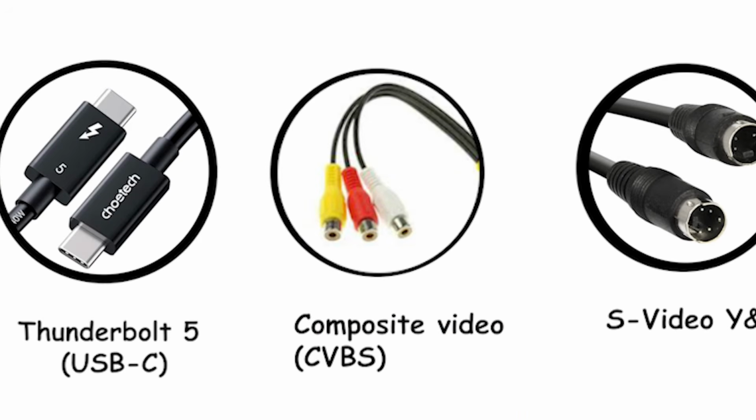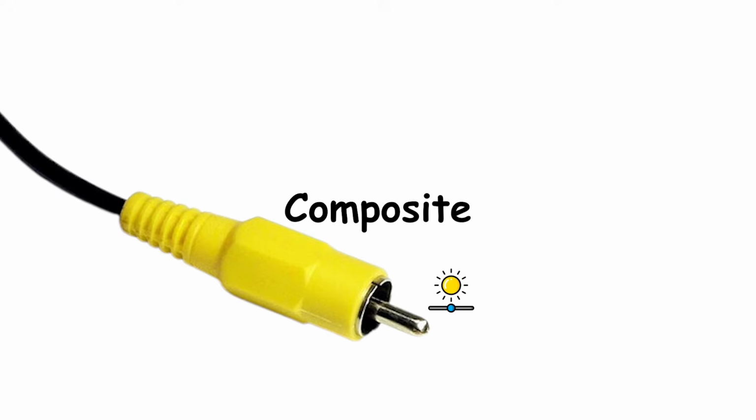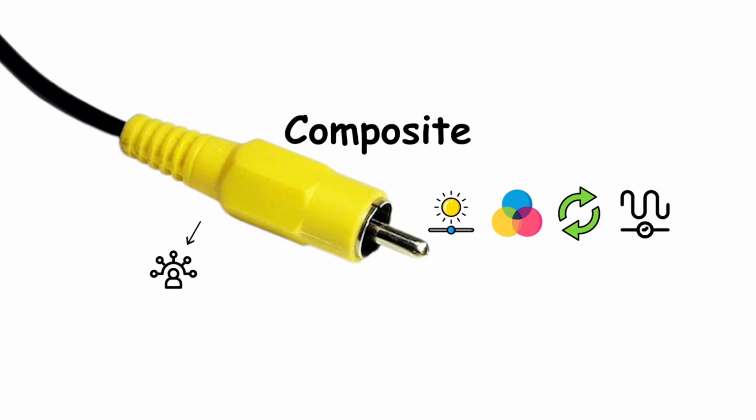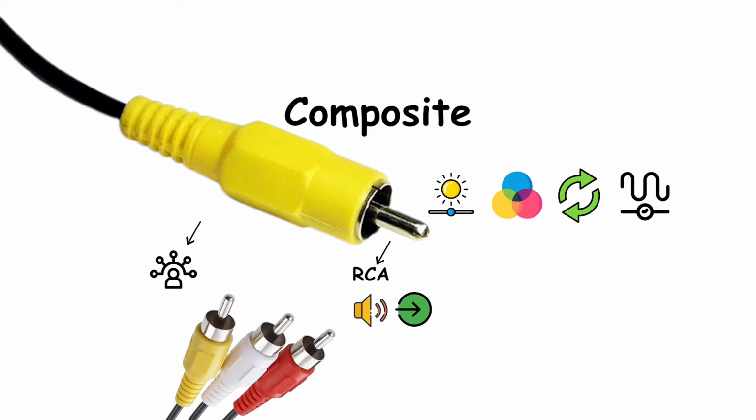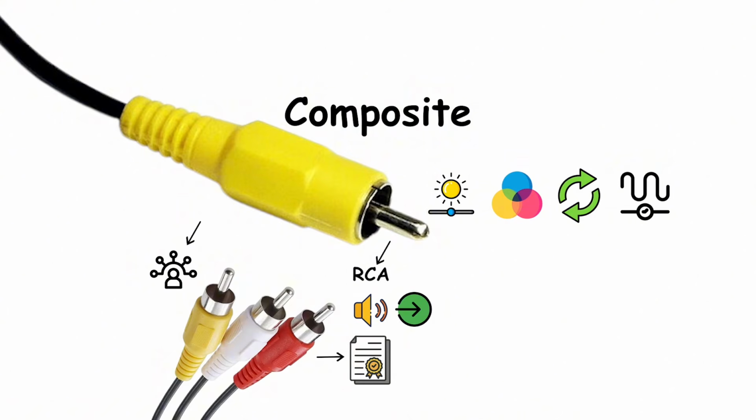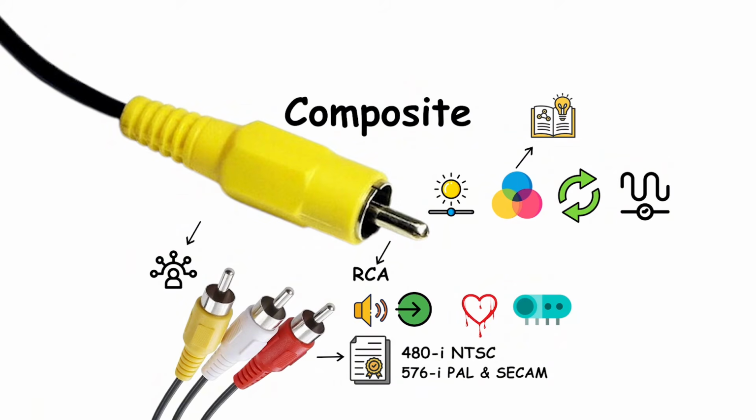Composite video, CVBS. Composite means one wire carries everything. Brightness (luminance), color (chrominance), and sync are combined into a single analog signal. On consumer gear, it's the yellow RCA jack. Audio travels separately on red and white. It's standard definition only, typically 480i NTSC or 576i PAL and SECAM, and shows artifacts like color bleed and dot crawl because color and detail share bandwidth. Useful today mainly for VCRs, retro consoles, and legacy capture.